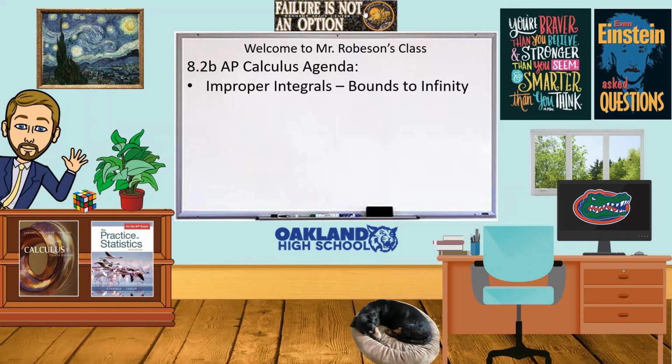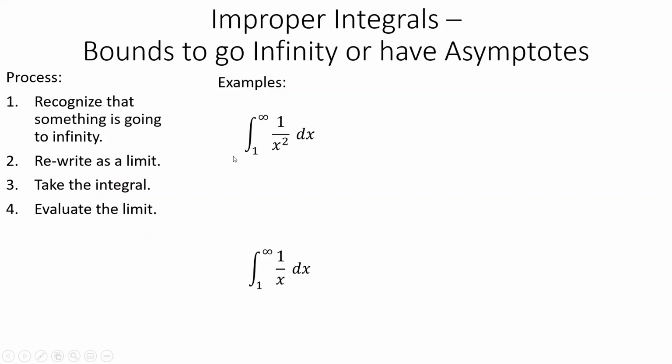Hey everybody, we are continuing on with calculus here today. We're looking at improper integrals, so integrals that have bounds that go to infinity in particular here. So here you go. See how we have infinity as our upper bound for this first integral? The integral from 1 to infinity of 1 over x squared.